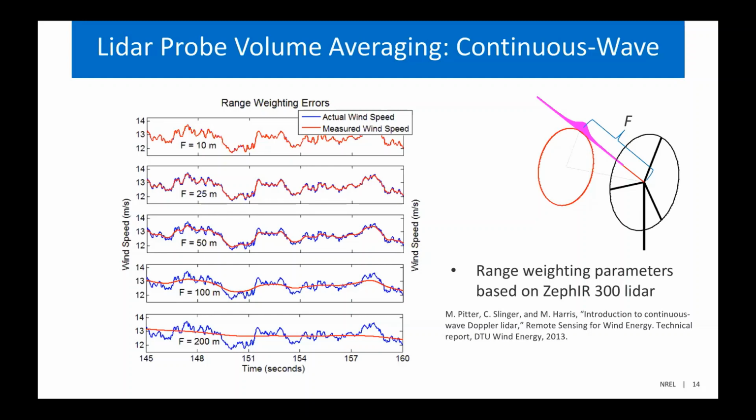And then as we increase the focus distance, that probe volume becomes larger, and we start to measure the smooth wind speed signal. So it acts as a low-pass filter on the wind and starts to filter out the high frequencies. Up at 100 meters and 200 meters focus distance, then we're really just capturing the very slowly changing trends in the wind speed, filtering out all those high frequencies. So you might say that at 200 meters, that measurement is no longer very useful because we're not measuring very much of the turbulence.